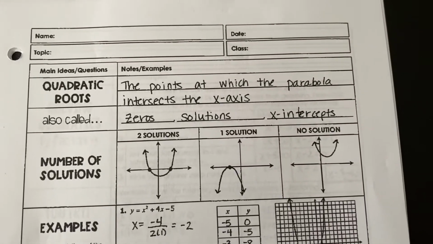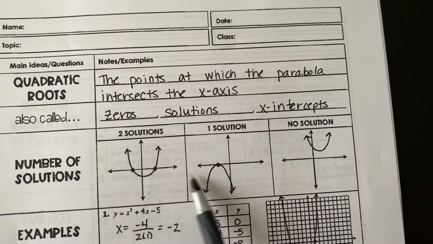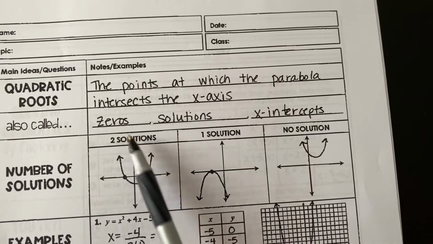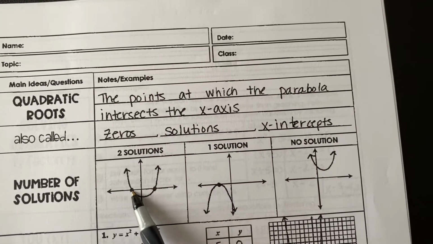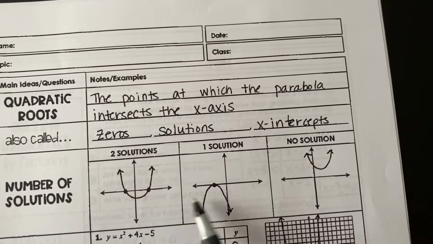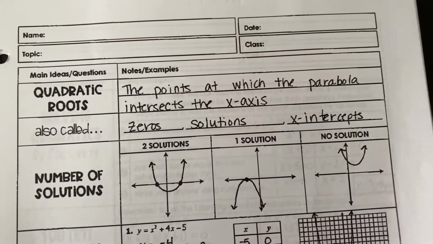Hi guys. Okay, so in the last lesson we learned that when you graph, you can see what the solutions are, or the answers, or the zeros. And the answers have to do with these x's where the parabola is crossing, right? So we've got two answers, one answer, and no answers. So that's one way to find the answers.